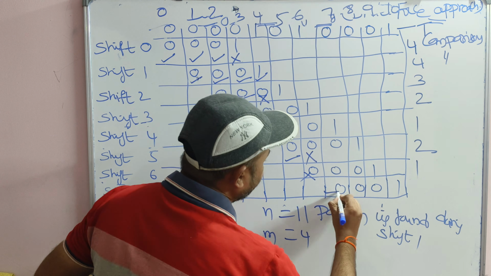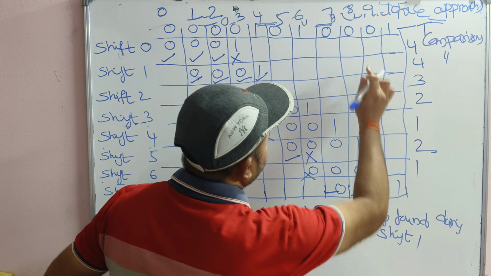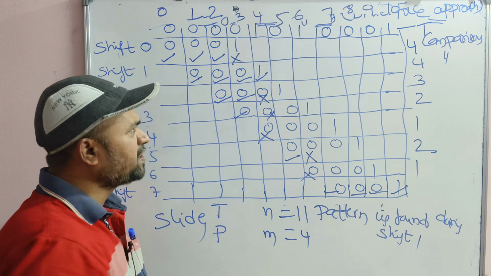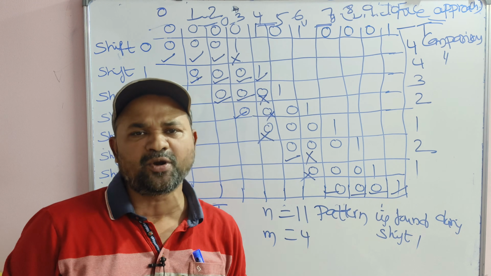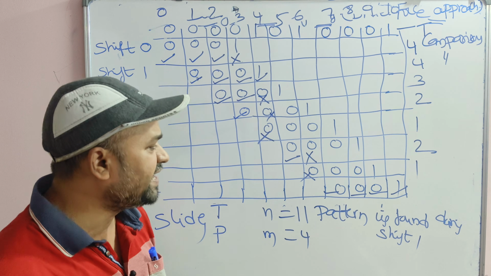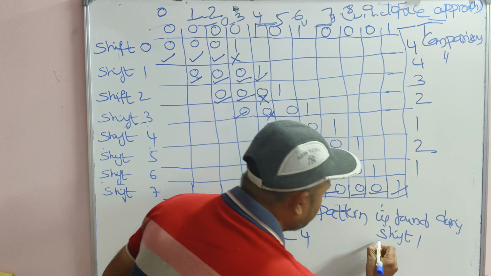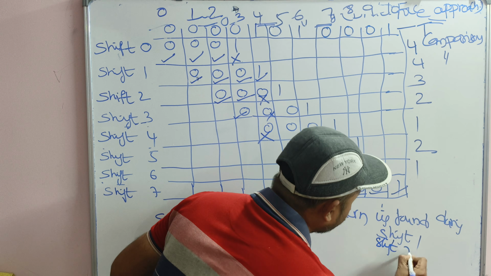Next 0 0 match, 0 0 match, 0 0 match, 1 1 match. So all the characters of the pattern match with the corresponding characters of the text. So we can say that the pattern is found during shift 7. So during shift 7 also the pattern is found.